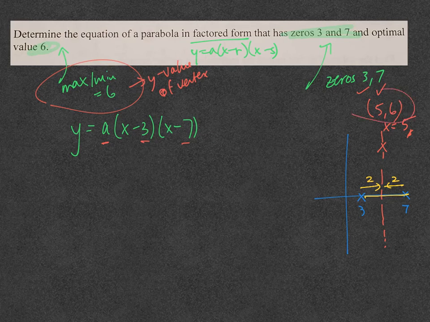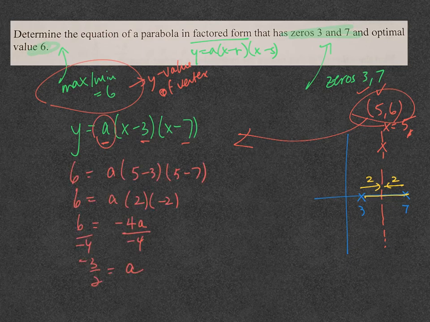I'm going to use this point now in our equation to help isolate a. Putting the 5 and the 6 in from the vertex into our equation that we have in factored form, I end up solving to get a equals -3/2.